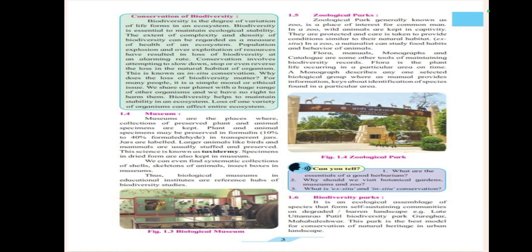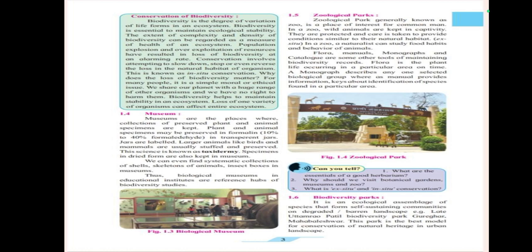Flora, manuals, monographs, and catalog are some other tools of maintenance of biodiversity records. Flora is the plant life occurring in a particular area at a time. A monograph describes any one selected biological group, whereas manual provides information keys about identification of species found in a particular area.